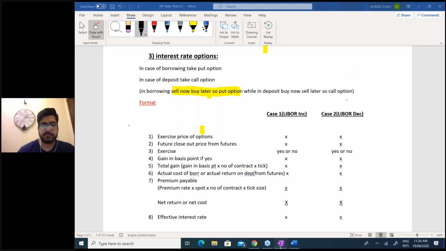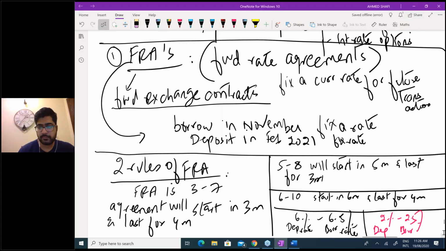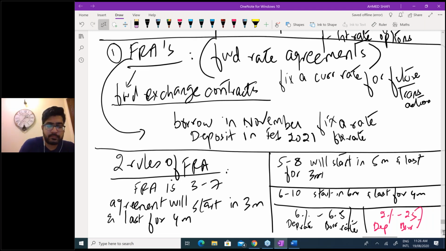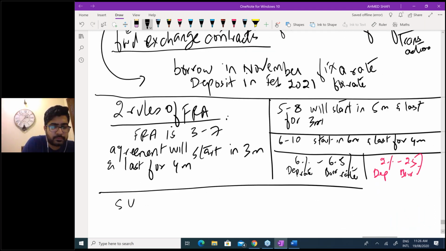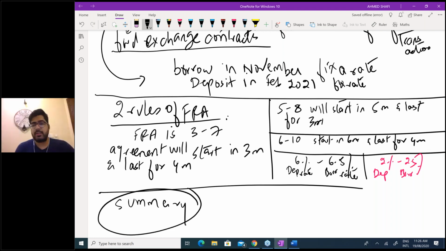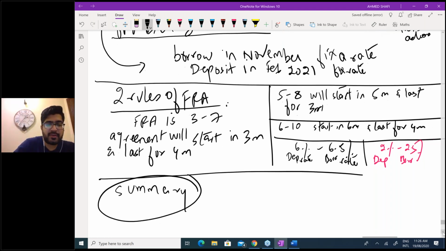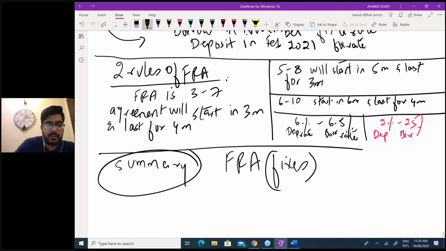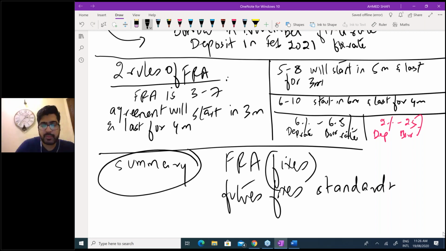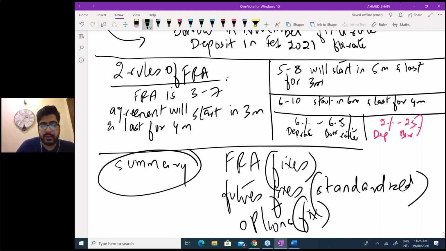Okay, so let's make a summary. To minimize interest rate risk, there are three risk management techniques. The first risk management technique was FRA, which fixes a rate. Futures, this also fixes a rate, but they are standardized. And options, in which we fix a rate, but there is a right, not an obligation, we can back off. Okay. How do you perform FRA, futures, and options?